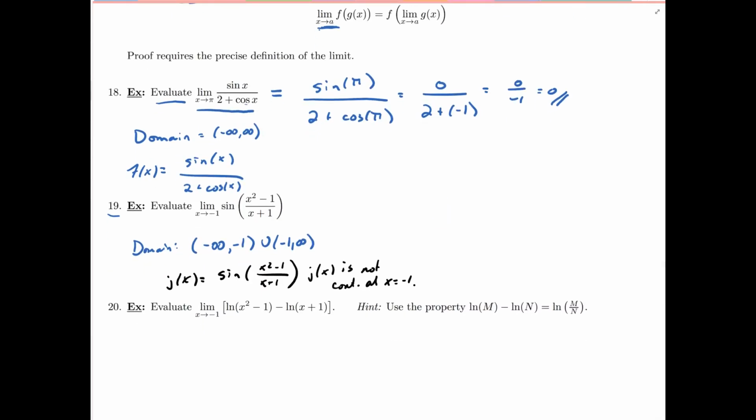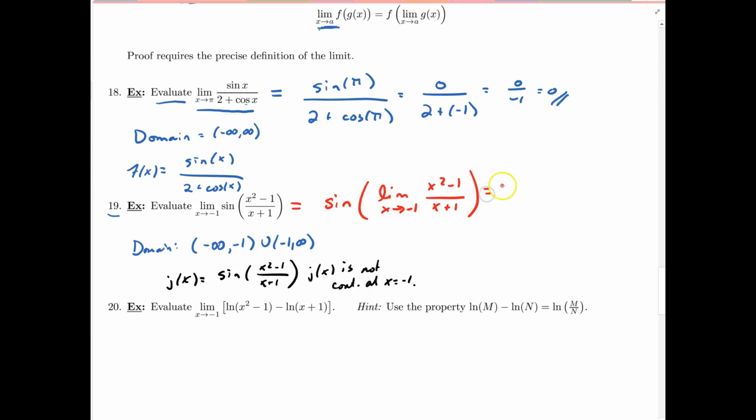So since the sine function is continuous at x equals negative 1, I can rewrite this as the sine of the limit as x approaches negative 1 of x squared minus 1 over x plus 1. Let's look at what I did here. I passed this limit through the sine function. Okay. Why could I do that? Normally I can't, but I knew that the sine function was continuous on all real numbers, so specifically it was continuous at negative 1, so I passed the limit through it.